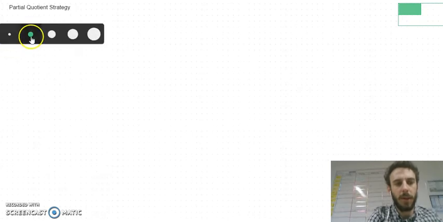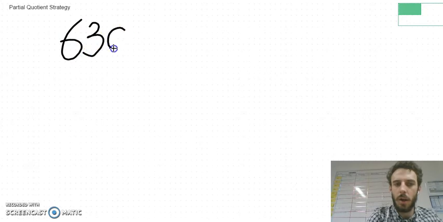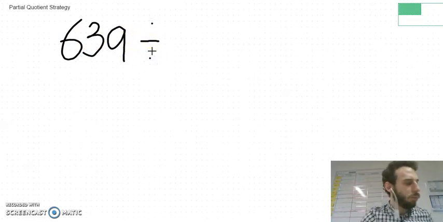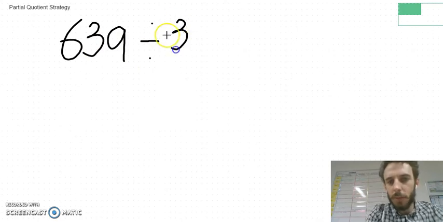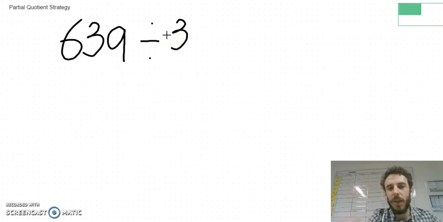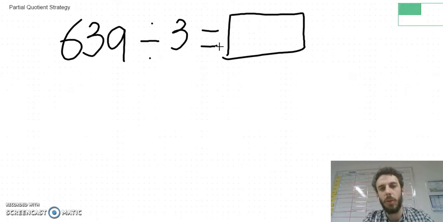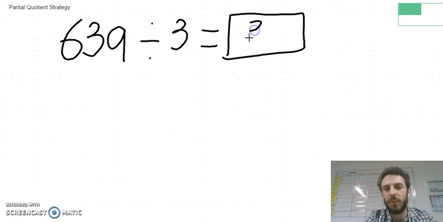Let's look at something like 639 divided by, let's divide it by 3. I've got a handy example right here next to me. 639 divided by 3. So in division, a quotient is just the answer of any division problem. Like in multiplication, the answer is called the product. Like in addition, the answer is called the sum. In division, the answer is called the quotient.